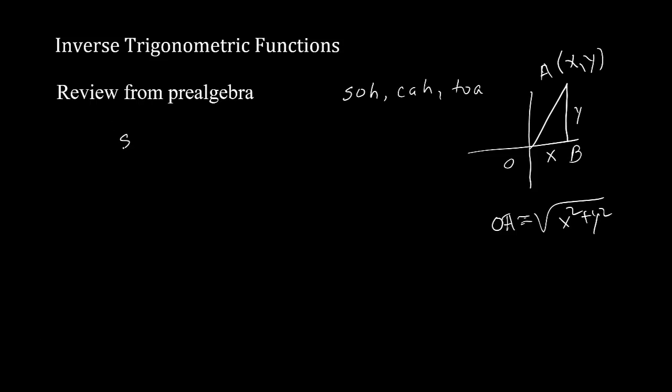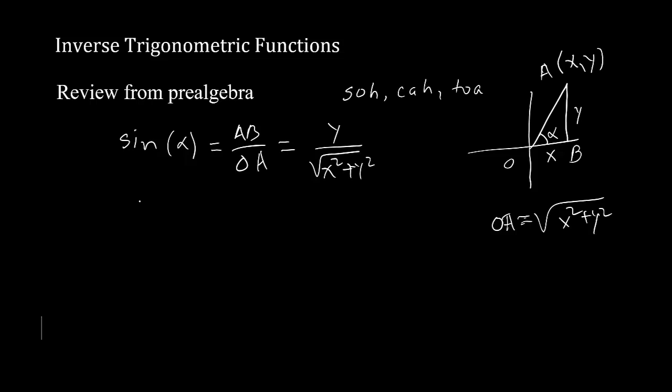Now sine of this, let me call it alpha. So sine alpha will be y over, or you can just say AB over OA, which we know opposite is AB and hypotenuse is OA. That's why opposite over hypotenuse. And AB is y, and this one is the square root of x squared plus y squared. Same way you can find cosine alpha, which is OB, adjacent over the hypotenuse OA.